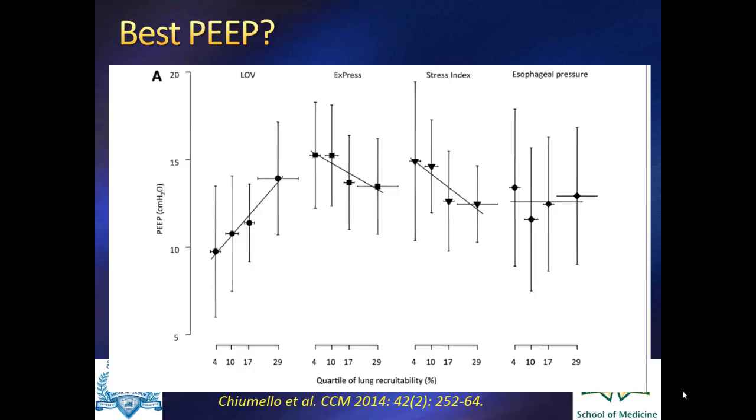So clearly it seems like the best predictor, the best way to pick PEEP is just to do it by FiO2, which is nice because we have that 24 hours a day, 7 days a week. It's easy to do. You just pick a table and stick to it.